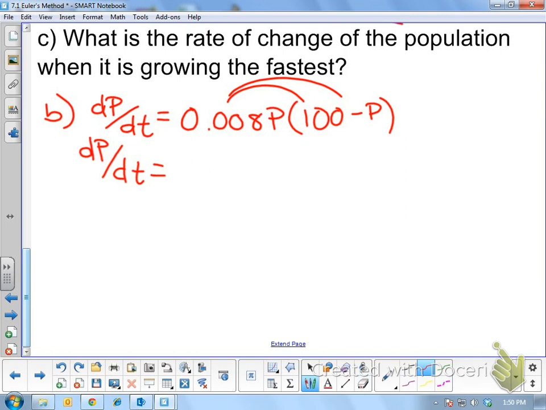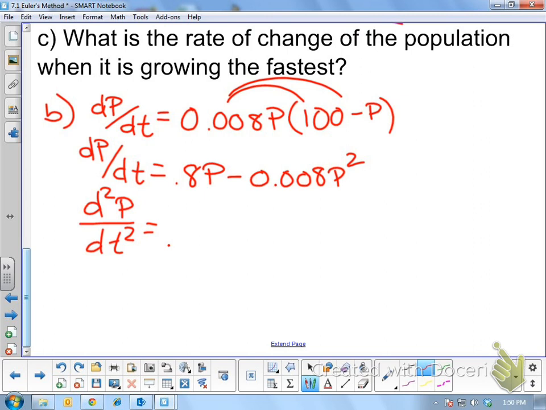So 0.008p times 100. Move our decimal 2 places to the right, so 0.8p minus 0.08p squared. So now we want the second derivative. The second derivative is d squared p over dt squared. It would be 0.8 minus, and we're differentiating, not integrating. We've been doing so much integration lately. Make sure you're doing power rule and not anti-power rule. 1 times 0.8 is 0.8.